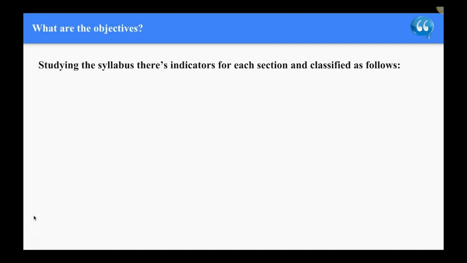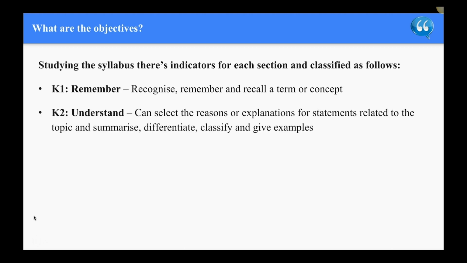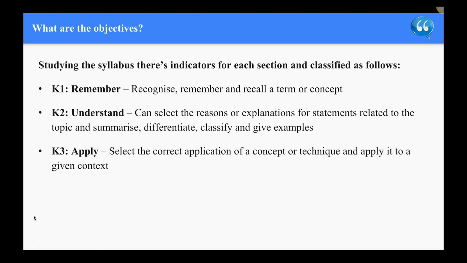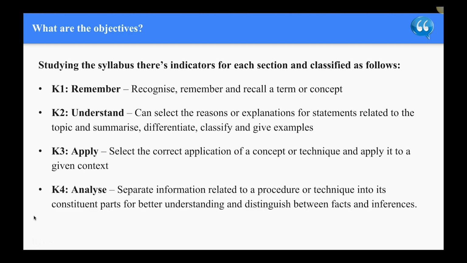What are the objectives? Studying the syllabus, there are indicators for each section, classified as follows. K1, remember: recognize, remember, and recall a term or concept. K2, understand: can select the reasons or explanations for statements related to the topic, and summarize, differentiate, classify, and give examples. K3, apply: select the correct application of a concept or technique and apply it to a given context. And K4, analyze: separate information related to a procedure or technique into its constituent parts for better understanding, and distinguish between facts and inferences.